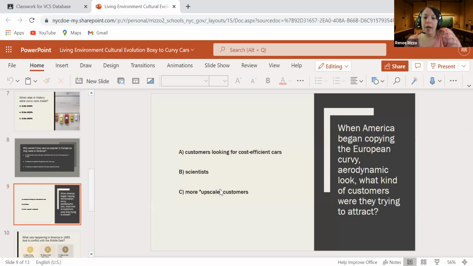Next question. When America began copying the European curvy aerodynamic look, what kind of customers were they trying to attract? A, customers looking for cost efficient cars. B, scientists. Or C, more upscale customers. So, in the video, they talk about how luxury car companies began making these very curvy cars for the American market first, such as Mercedes Benz. So, the answer here would be C, they were looking for more upscale customers.